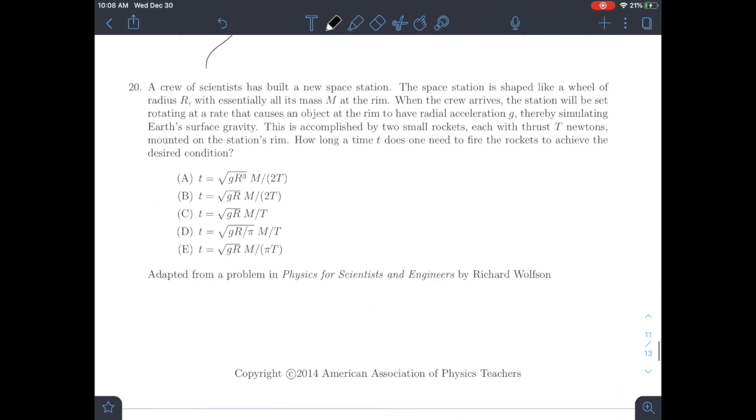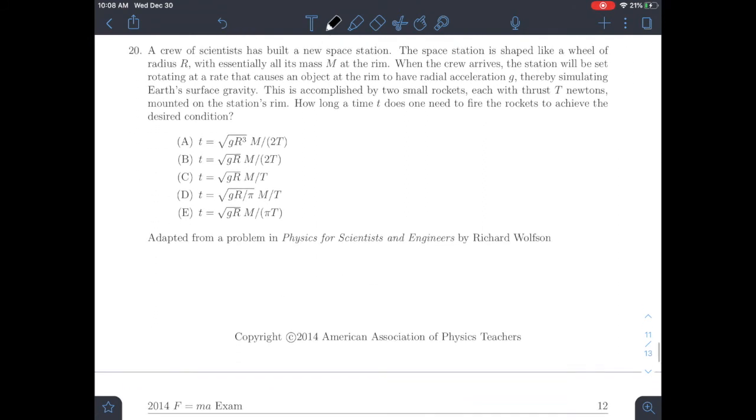Should be A, remember? It's drag force. Question number 30. A crew of scientists have built a new space station.